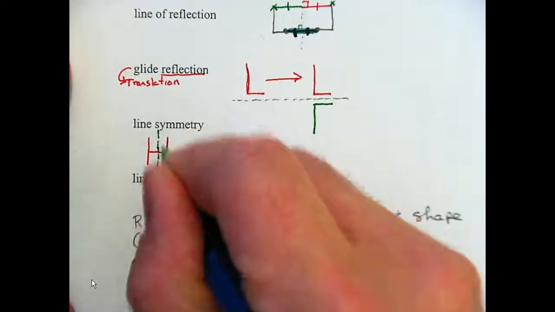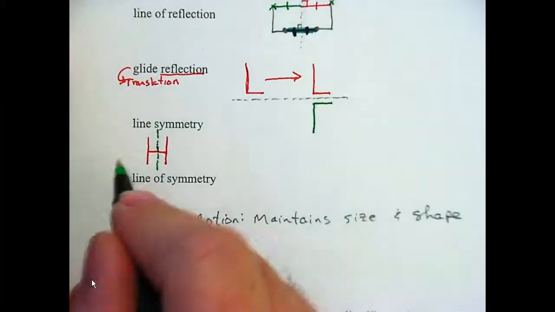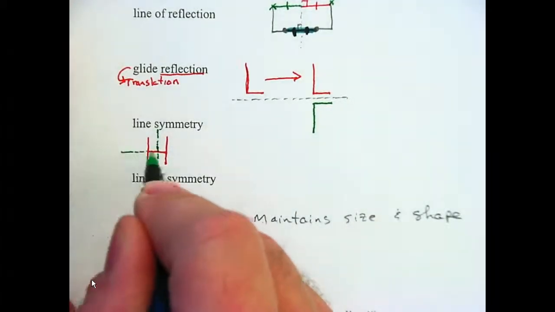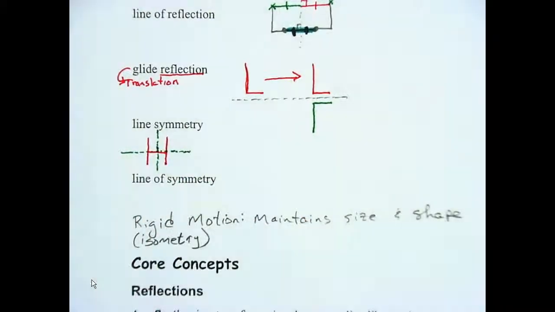Are there any other lines of symmetry? Yes, Jeremiah. Good. Cut in half that way as well. So it has two lines of symmetry. Pretty cool, huh? Find another letter that has line symmetry, and write it on your paper.